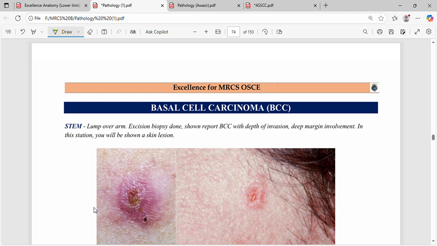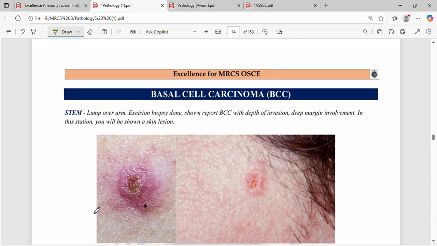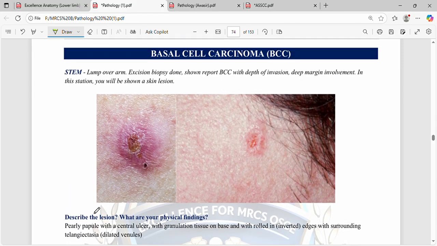Okay, so we are going to discuss basal cell carcinoma, a lump on the arm, excision biopsy done and shown to report BCC with depth of invasion, deep margin involvement. In this station, you will be shown a skin lesion. So they have told you already that this is BCC, basal cell carcinoma, which is on the arm. And now they will ask questions. This picture.